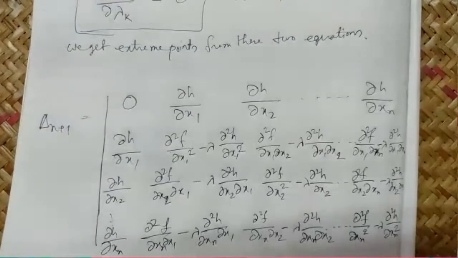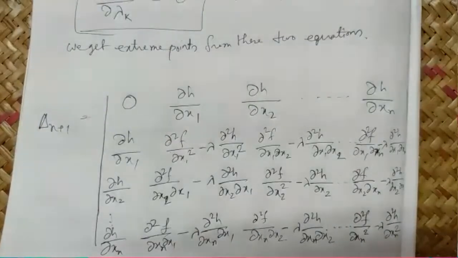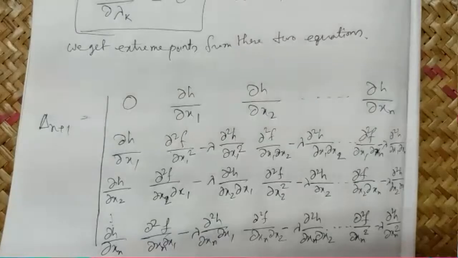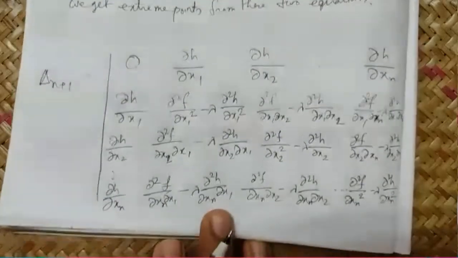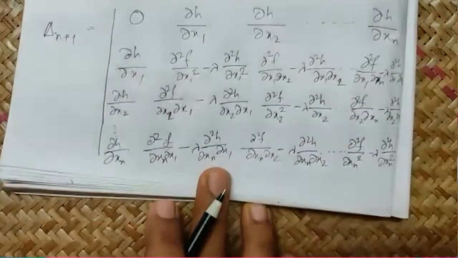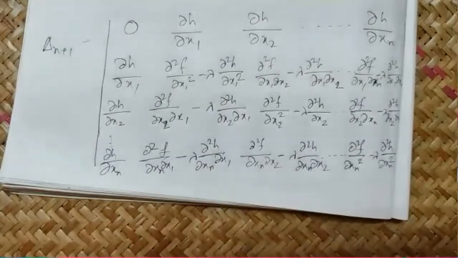And we have to look for the signs of the principal minor determinants like delta 3, delta 4, delta 5, etc. So if the signs of delta 3, delta 4, delta 5 are alternately plus, minus this way, then the stationary point or the extreme point will be a local maximum. If all the minors are negative, then it will be a minimum. So now we'll solve it with an example.